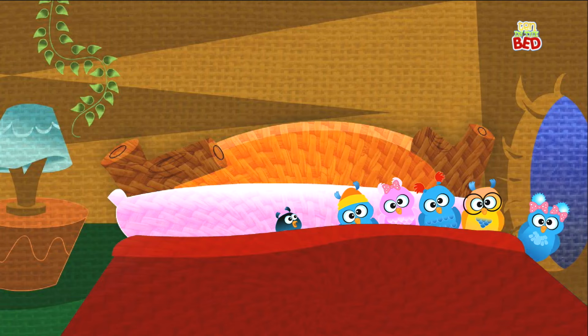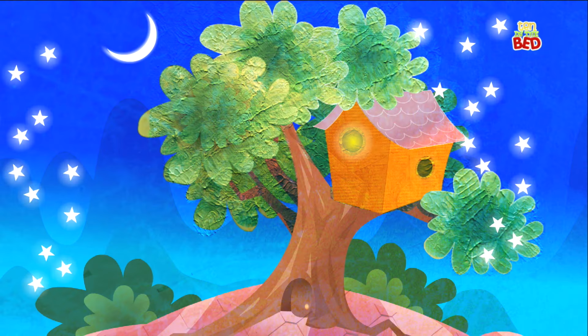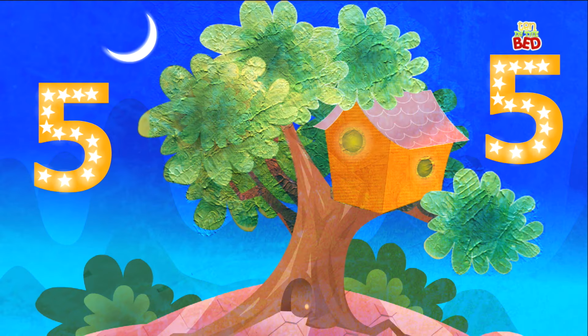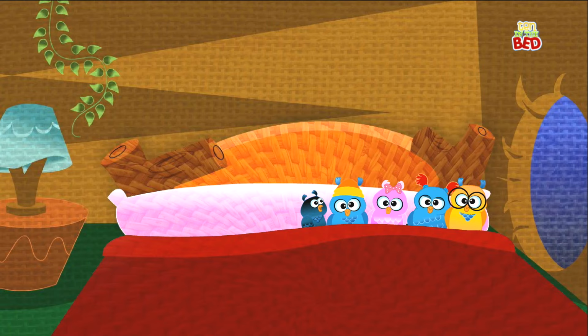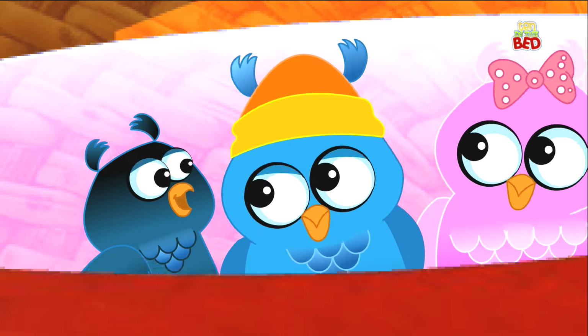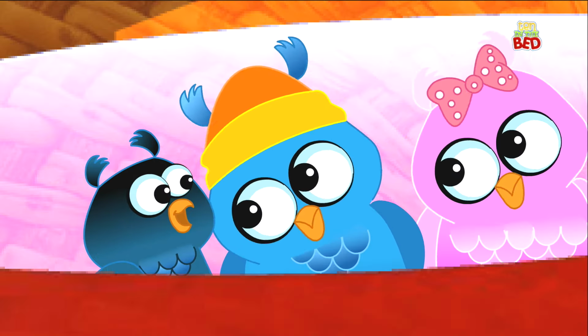So they all rolled over, and one fell out. Five, five. There were five in the bed, and the little one said, "Roll over, roll over."